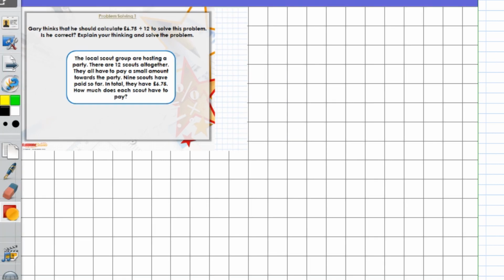So far, 9 scouts have paid. There's 12 scouts altogether. So we can draw our bar model showing our 12 scouts.